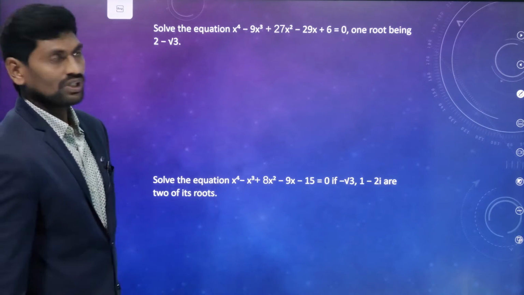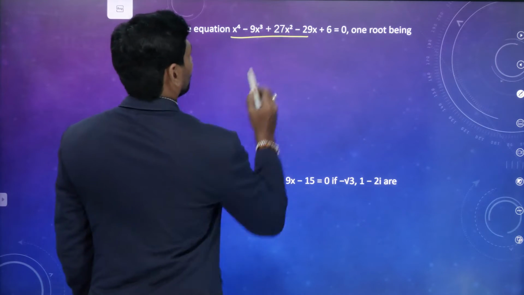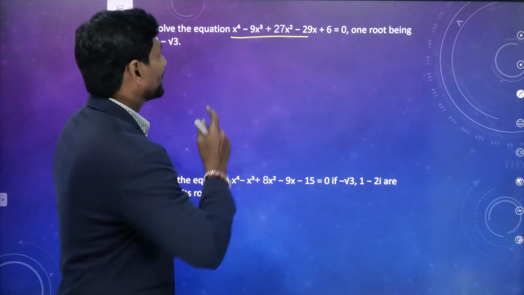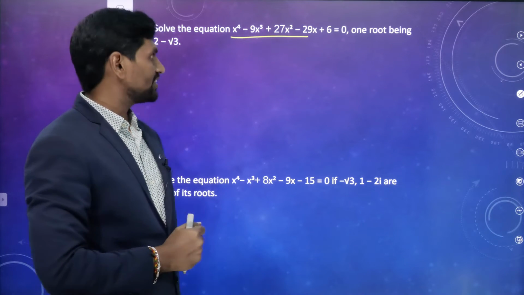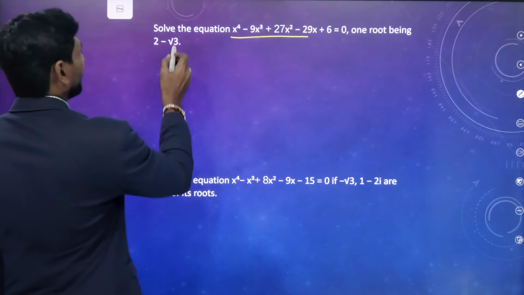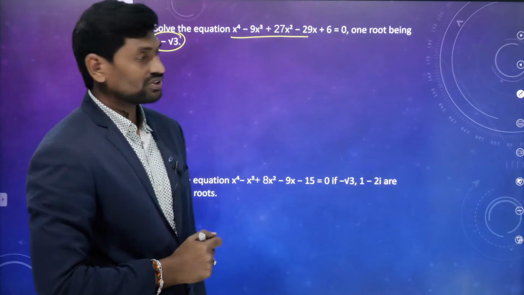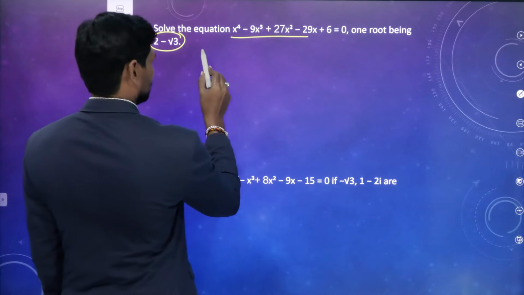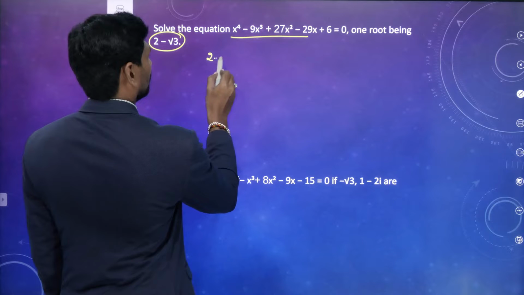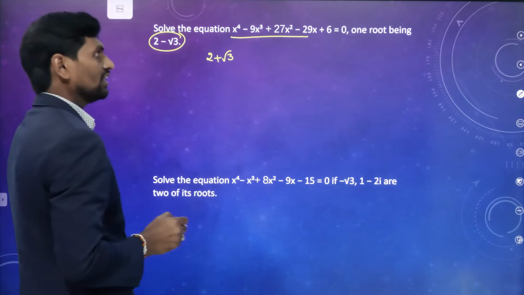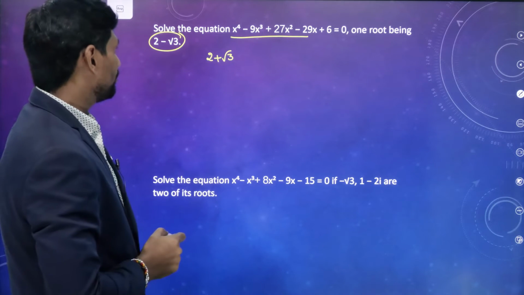Next, solve this equation: x power 4 minus 9x cube plus 2x square minus 29x plus 6 equals 0, one root being 2 minus root 3. What is the other root? 2 plus root 3, right? The other root definitely will be 2 plus root 3.